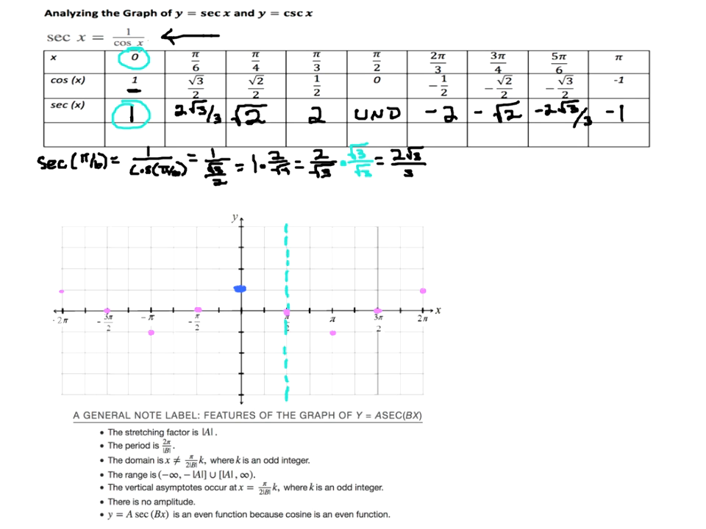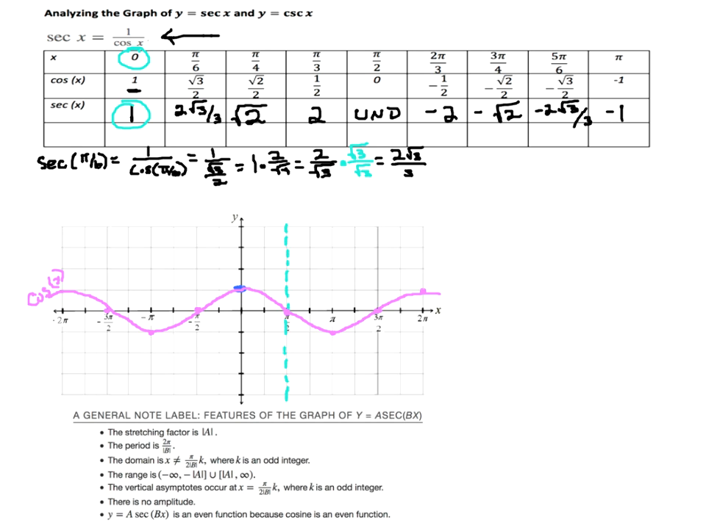Okay, so cosine looks like this, snaking through here. So I have my asymptote. By the way, this is cosine of x. And I'm going to use it to graph the secant of x.